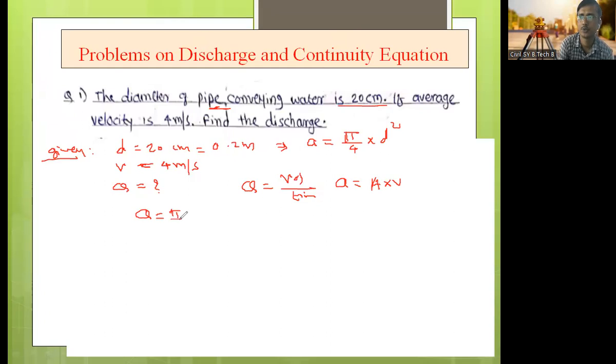So directly, instead of area, I can write here pi by 4 into d square, that is 0.2 square, into velocity 4. Right. So this 4 will get cancelled here. This will be 3.14 into 0.04. So you will get the answer here.